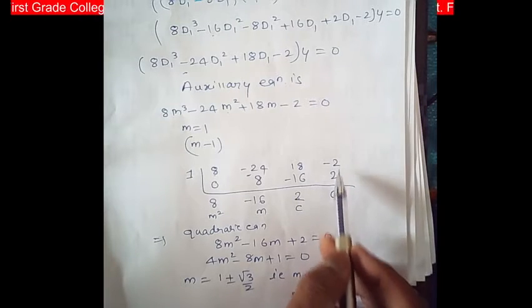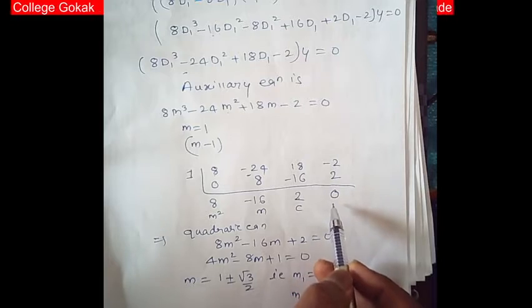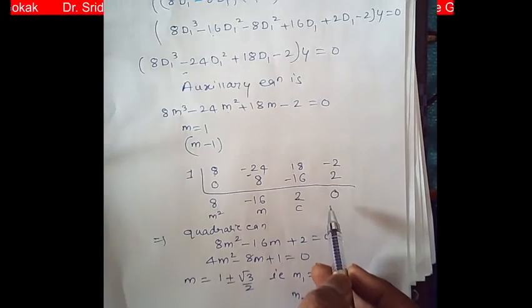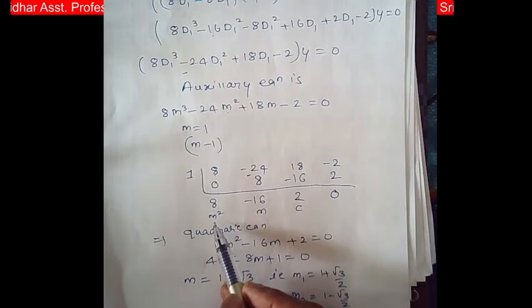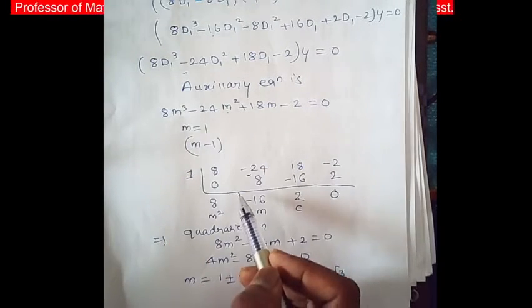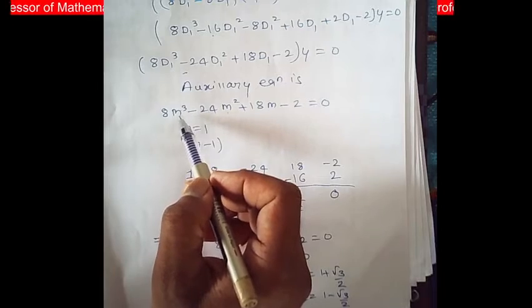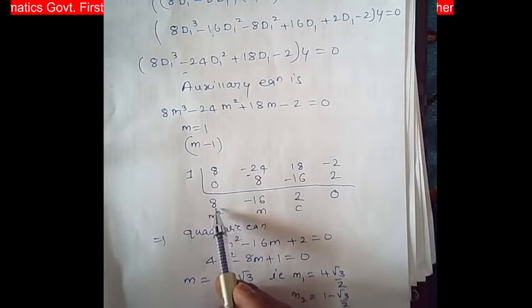So now add these two, we'll get this as 0. So this last element we should get 0. Then only whatever we have done is correct. Otherwise it is wrong. So then these become the coefficients of the quadratic equation. Means by applying the synthetic division method, we are reducing the cubic equation into a quadratic equation. So now these become the coefficients of the quadratic terms.